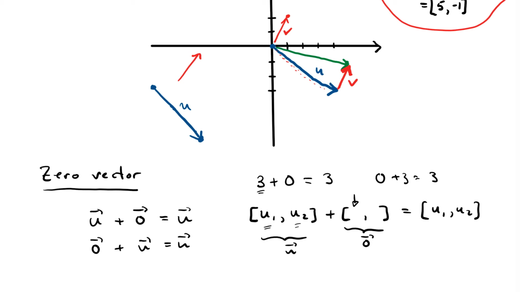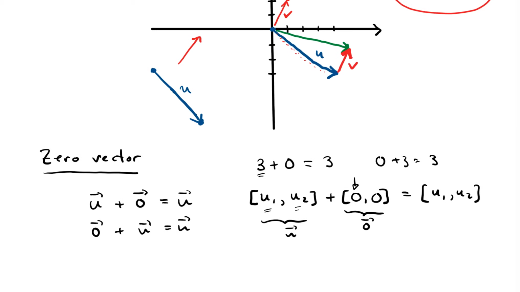But u1 is a real number, isn't it? So what number would I add to another real number to get back that same number? So u1 plus what will give me back u1? Well, that's easy. That's 0. If I do u1 plus 0, I get u1. If I do u2 plus 0, I get u2. So the zero vector is very simple. It's a vector with all its coordinates equal to 0.